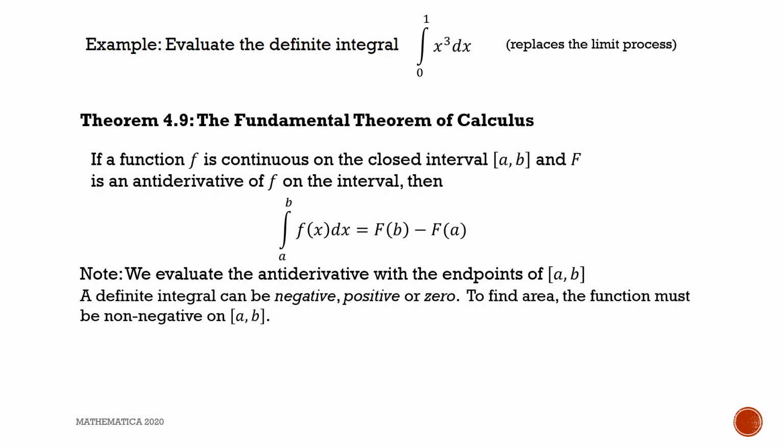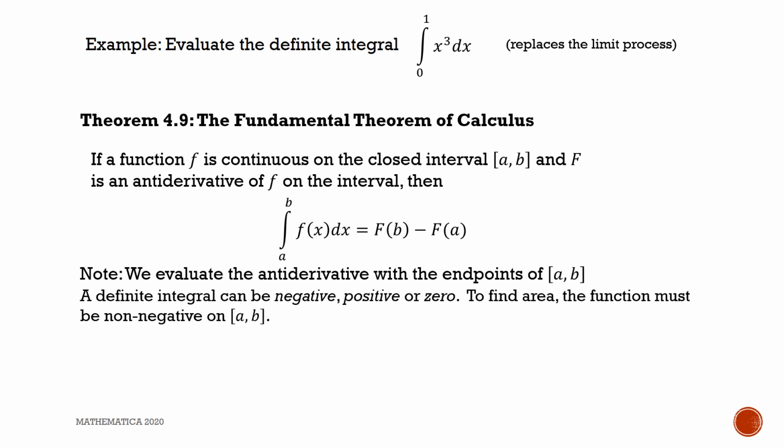And the most important thing to understand is that a definite integral can be negative, positive, or 0. In other words, whenever we evaluate a definite integral, it's possible to get a negative value, a positive value, or simply 0. However, if we're looking to find the area, then the function must be non-negative within that interval. So what does it mean to say non-negative? It simply means the function needs to be above the x-axis. So as long as it's above the x-axis, then I can use this formula to find the area underneath the curve within a certain interval.